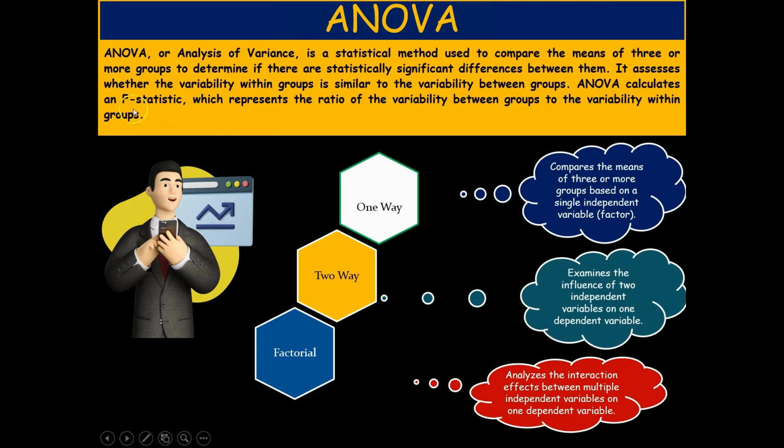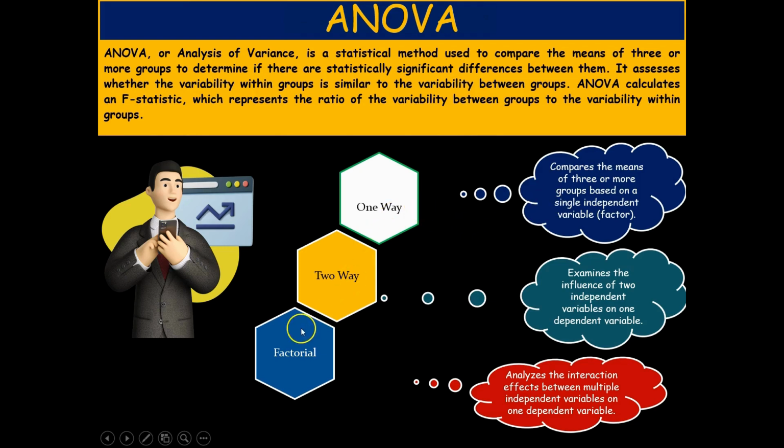That means ANOVA calculates an F-test, which represents the ratio of variability between the groups to the variability within groups. Actually, it decomposes the overall variation into two components: one is the assignable cause and the other is the non-assignable cause. One is due to the inherent variation among the different groups which we are comparing, and the other is due to error or extraneous factors which are not in our control. Then those two variances are authenticated by means of the variance ratio test known as the F-test. So the F-test plays a very important role in analysis of variance.